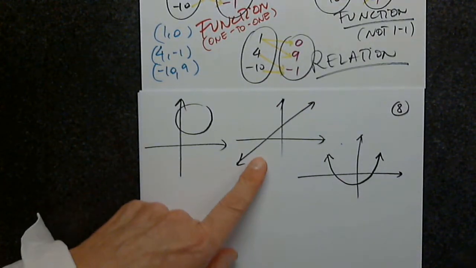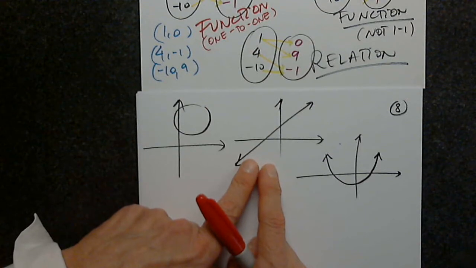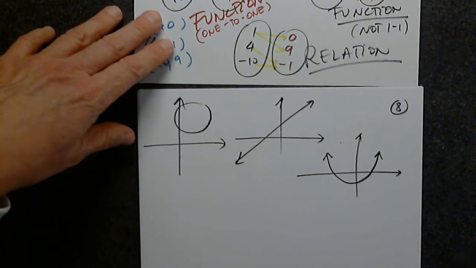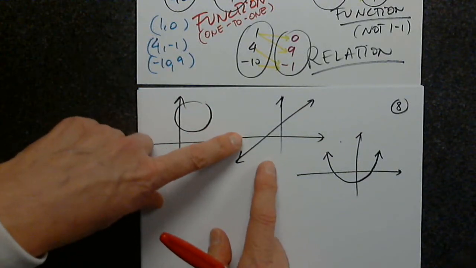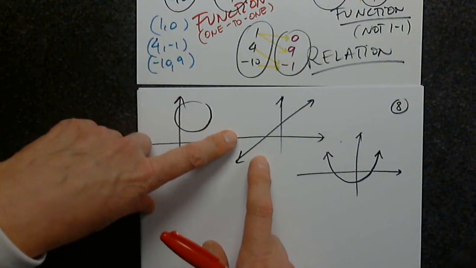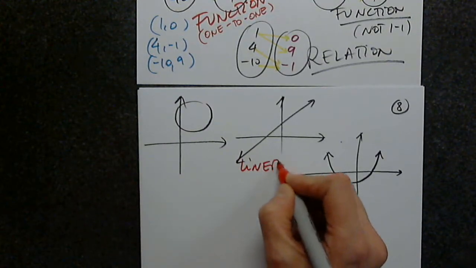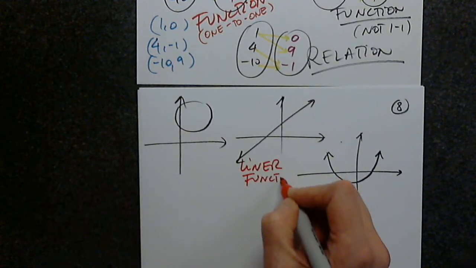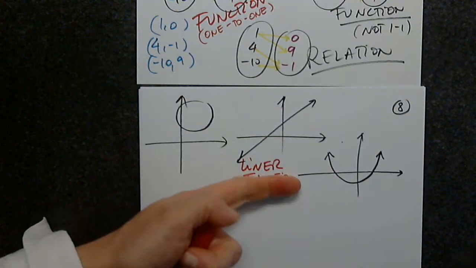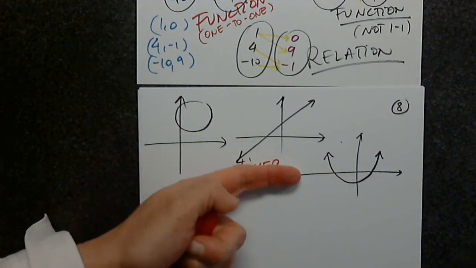Let's start with the middle one. We know what this is. We've graphed it before. Maybe not in this class, but we've graphed it before in other classes. What is this? Of course, this is a linear function. I should not have written function or the name just yet.